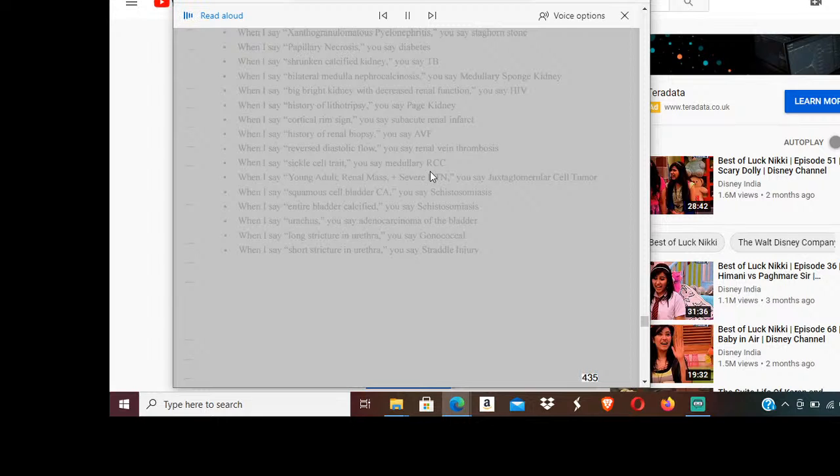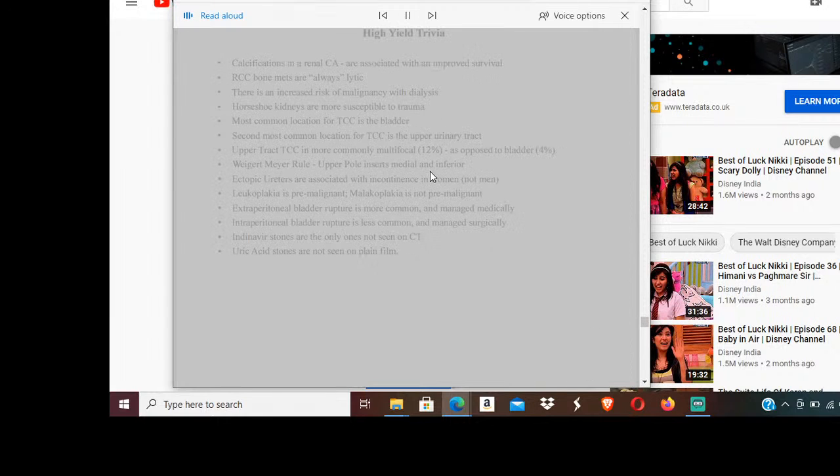435. High-yield trivia. Calcifications in a renal CA are associated with an improved survival. RCC bone mets are always lytic. There is an increased risk of malignancy with dialysis. Horseshoe kidneys are more susceptible to trauma.